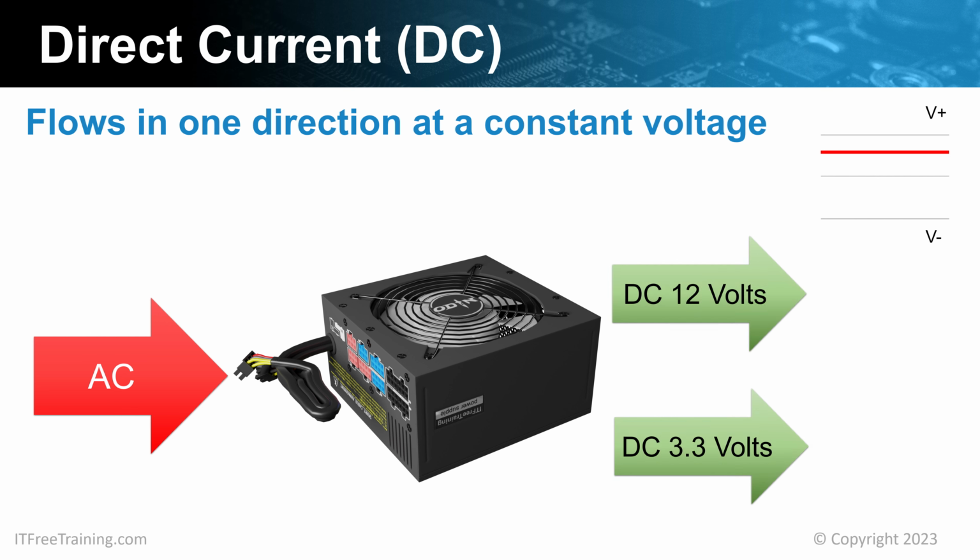A computer power supply will supply a number of different voltages. It will also supply both positive and negative voltages. For example, a computer power supply will supply a motherboard with positive and negative 12 volts.